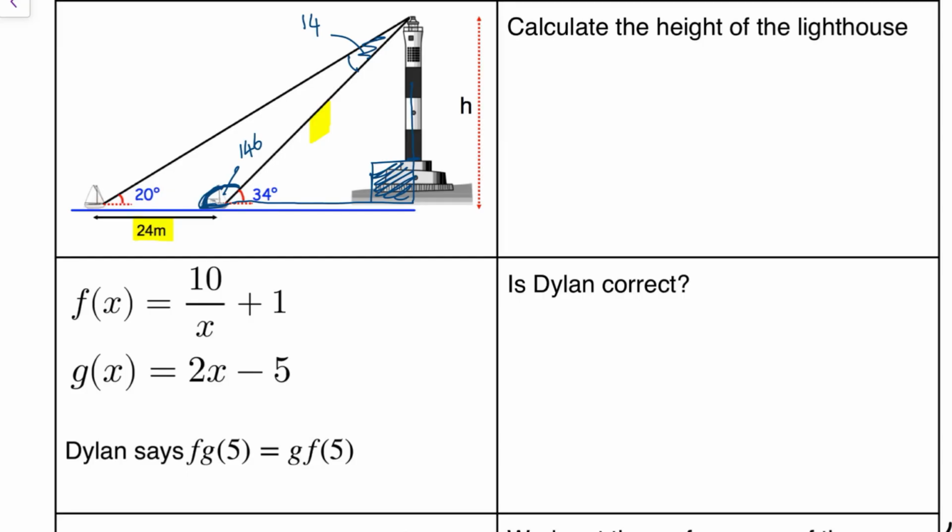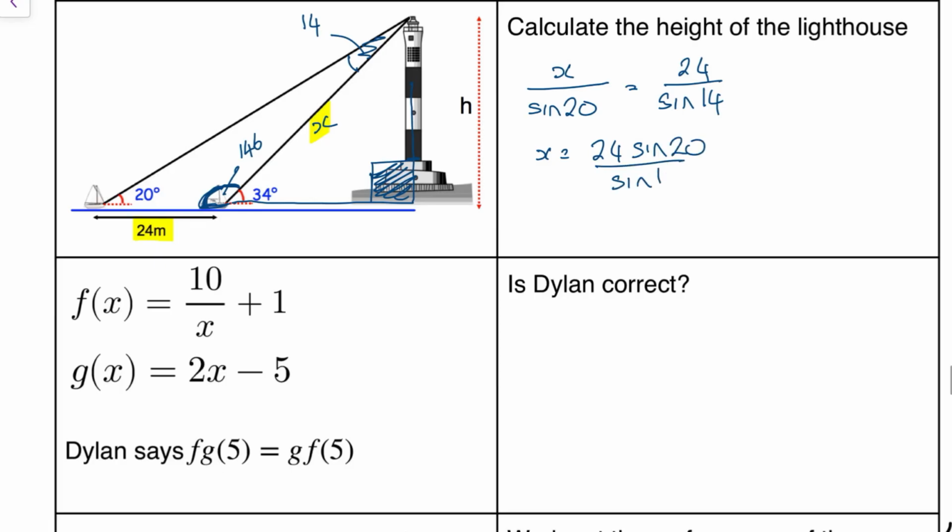So let's set this up using the sine rule. Now again, I'm going to call this x, which means I have something to talk about. So x, which I'm trying to find, divided by the angle opposite x, which is 20, so x over sine 20, is equal to the side that I do know, which is 24, divided by its opposite angle, which I've now worked out as 14, which means that x is going to be 24 sine 20 divided by sine 14.